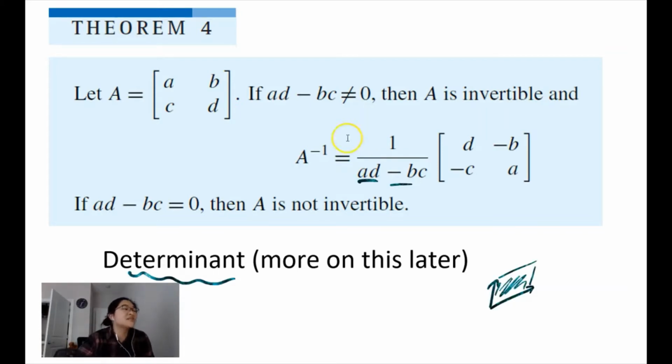So our inverse of A is 1 over AD minus BC times this rearranged matrix where we're swapping our diagonals. So A swaps with D, and B and C stay in the same places, but they get negated. And if we have AD minus BC equals 0, or our determinant equals 0, then our matrix A is not invertible, aka singular.